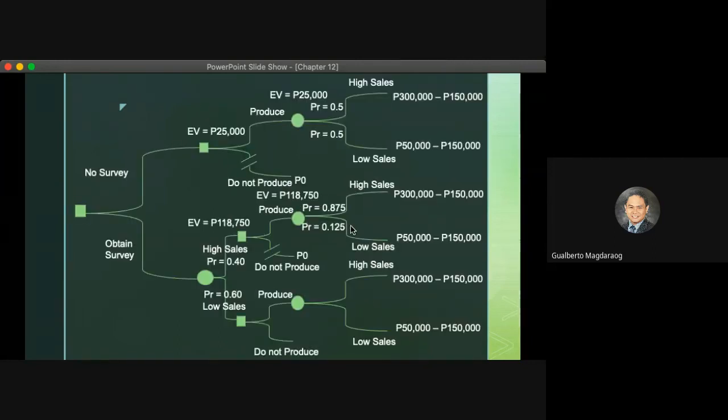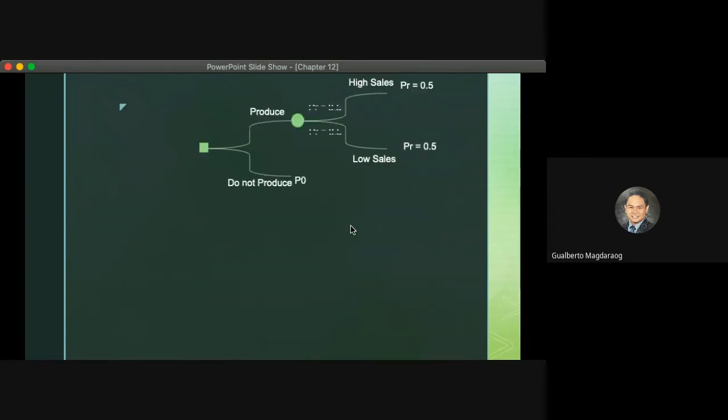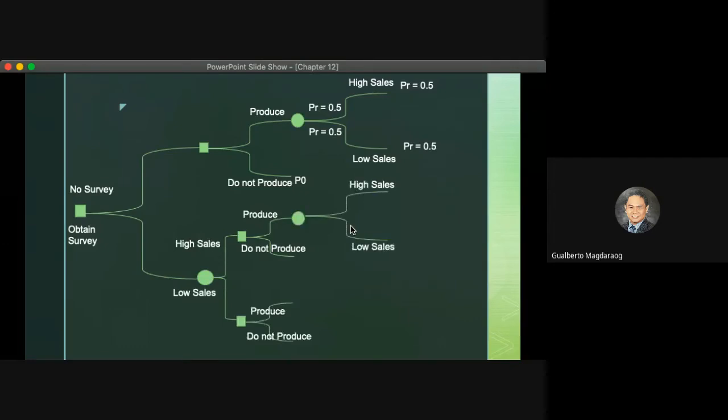Now, if we will have a perfect information, and when we say perfect, 100%. So, if the result of the survey is high, dapat 100% high talaga. Perfect information eh. Walang opportunity for low sales. If the result of the survey is low, dapat low talaga. Walang high sales. Walang opportunity for high sales. This is really a perfect information.